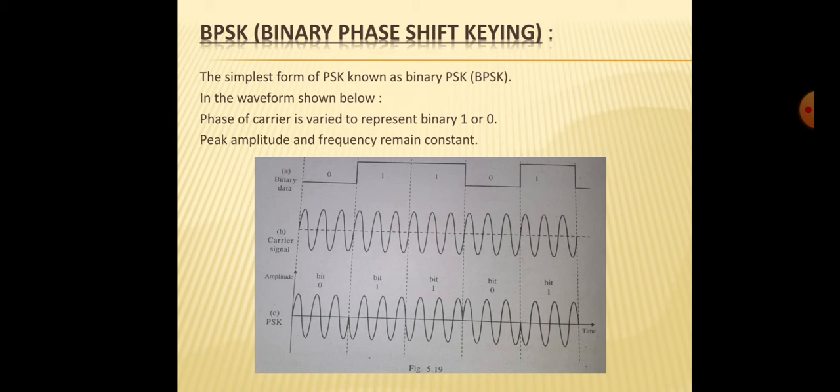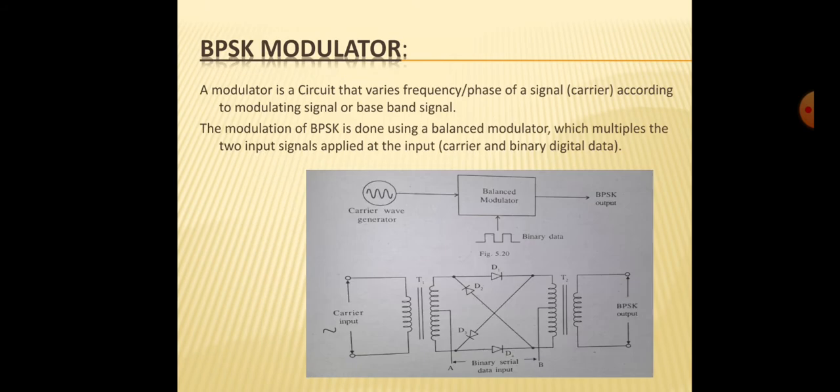Okay, the next one, BPSK modulator. So a modulator, what is it? It is a circuit that varies the frequency or phase of the signal according to the modulating signal. The modulation of the BPSK is done using a balanced modulator, which multiplies the two input signals, means it will combine the carrier and your baseband signal by multiplying, that is your balanced modulator.